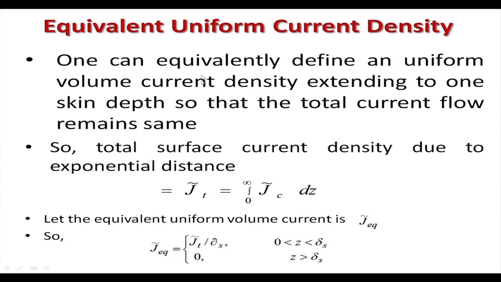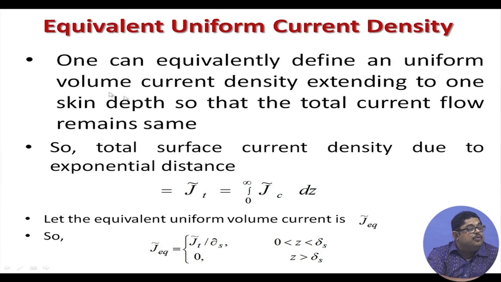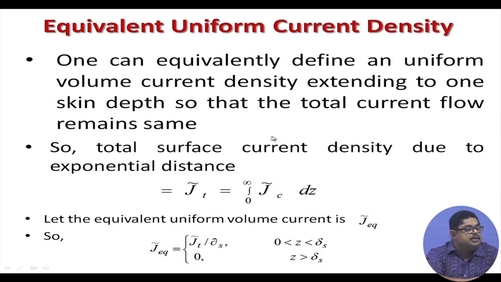The remedy is again that equivalent thing, that one can equivalently define a uniform volume current density extending to one skin depth, so that the total current flow remains the same. Equivalence means total current flow in both the cases same. In one case it is varying exponentially, in another case we are assuming that up to one skin depth it is uniform. So, find out that equivalent current. That has been shown here, and let that equivalent current be J subscript EQ, and that J EQ will be given by this total current divided by skin depth, because this is uniform.